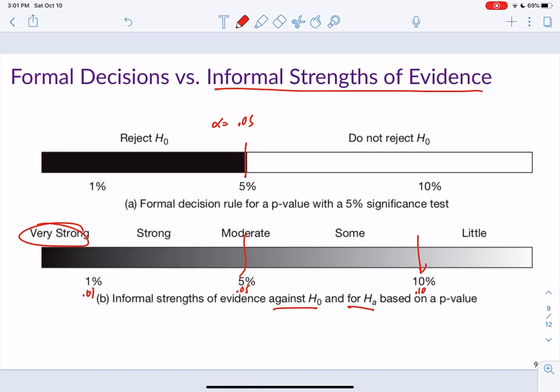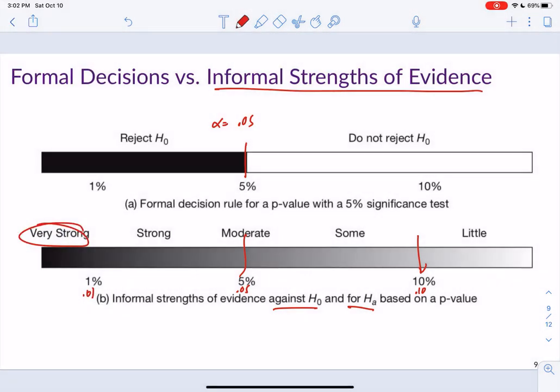When our p-value is really, really large, we have very, very weak evidence against our alternative hypothesis. I mean, our null hypothesis. I do not understand why I keep getting these mixed up. I'm just going to write it down.